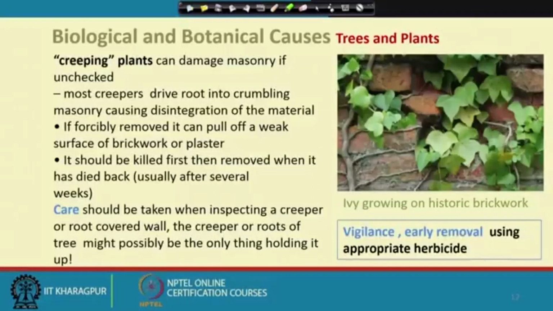So, vigilance, as I said, one has to be very careful. Regular maintenance and management can prevent a structure from becoming such a horrible, unmanageable state. So, vigilance and early removal using the appropriate herbicide is very important. Again, I am insisting that it is very important what herbicide to use, so get expert advice for that.